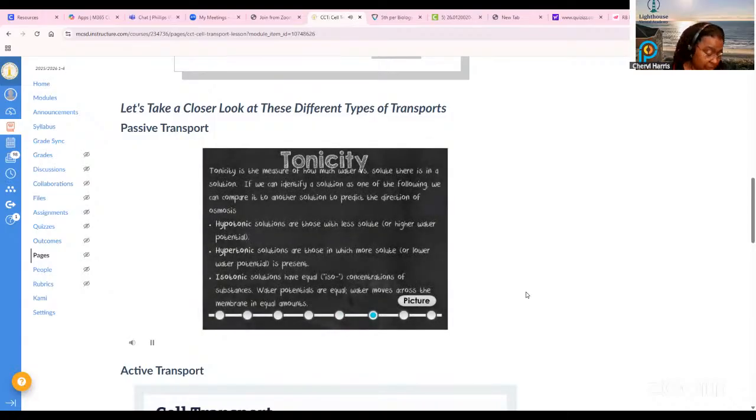Tonicity is the measure of how much water versus solute there is in a solution. If we can identify a solution as one of the following, we can compare it to another solution to predict the direction of osmosis.